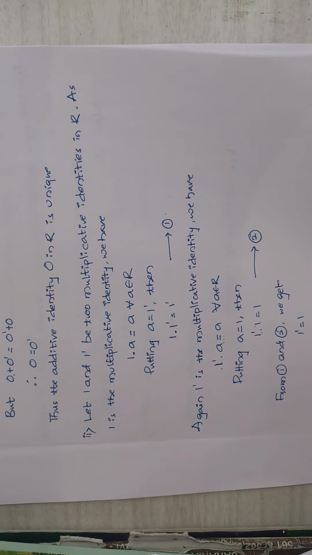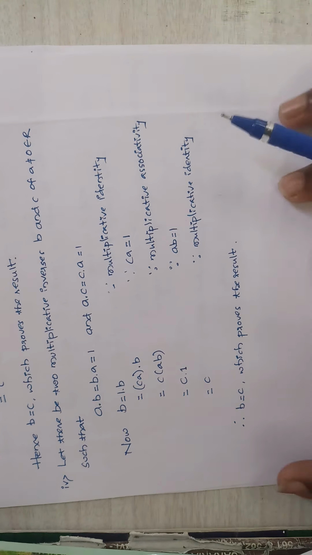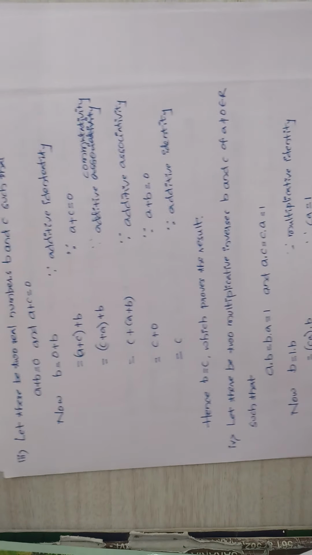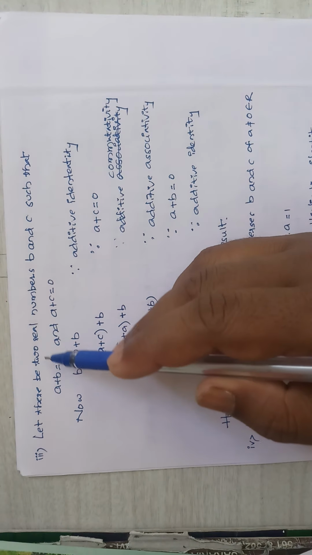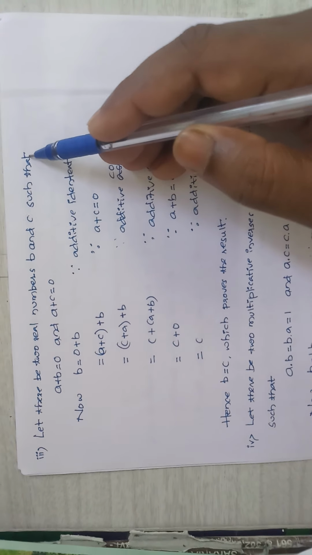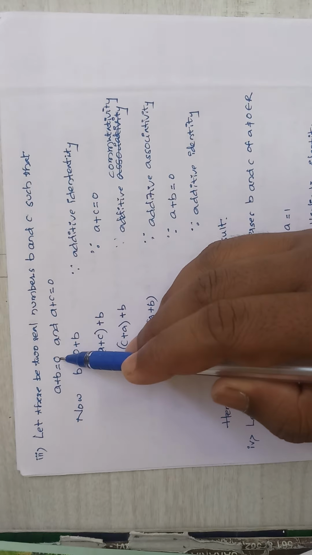So next, additive inverse is unique. Let me see the solution. Here I am taking two real numbers B and C such that A plus B is equal to 0.